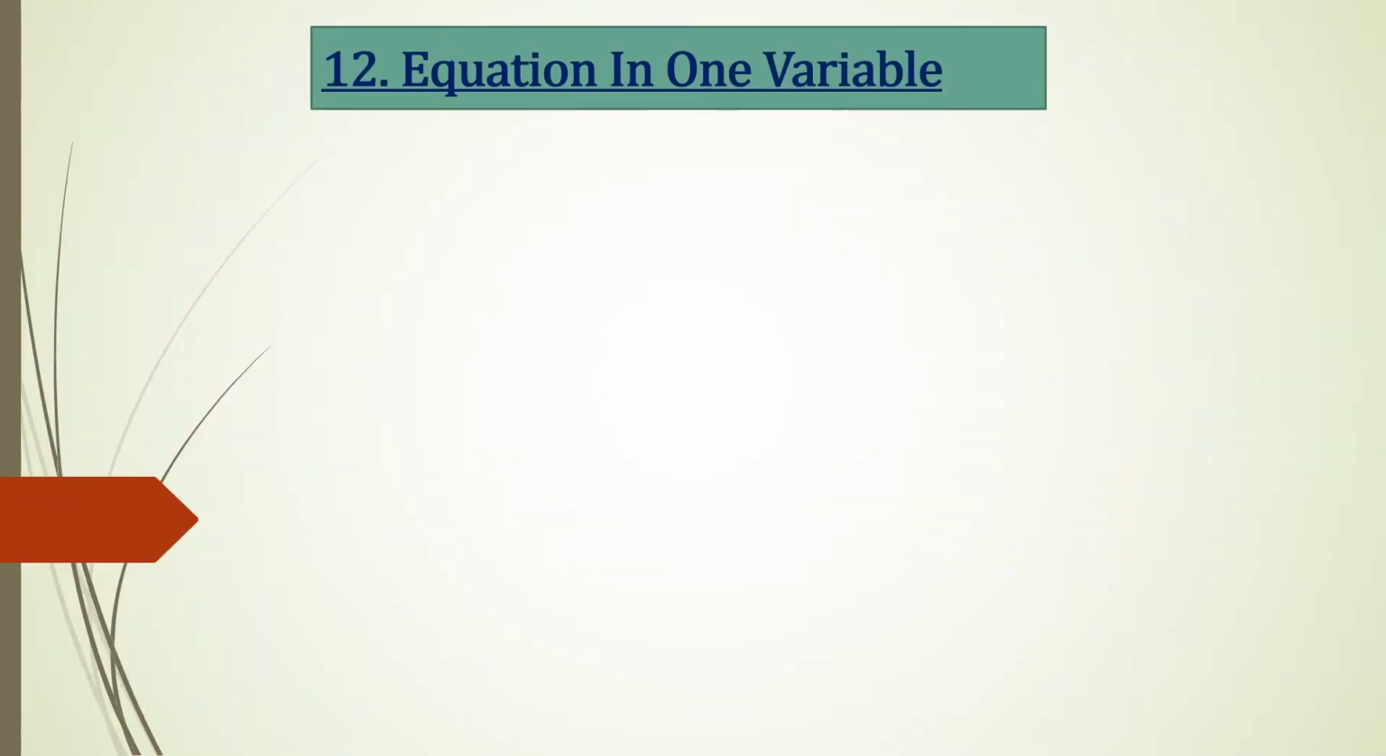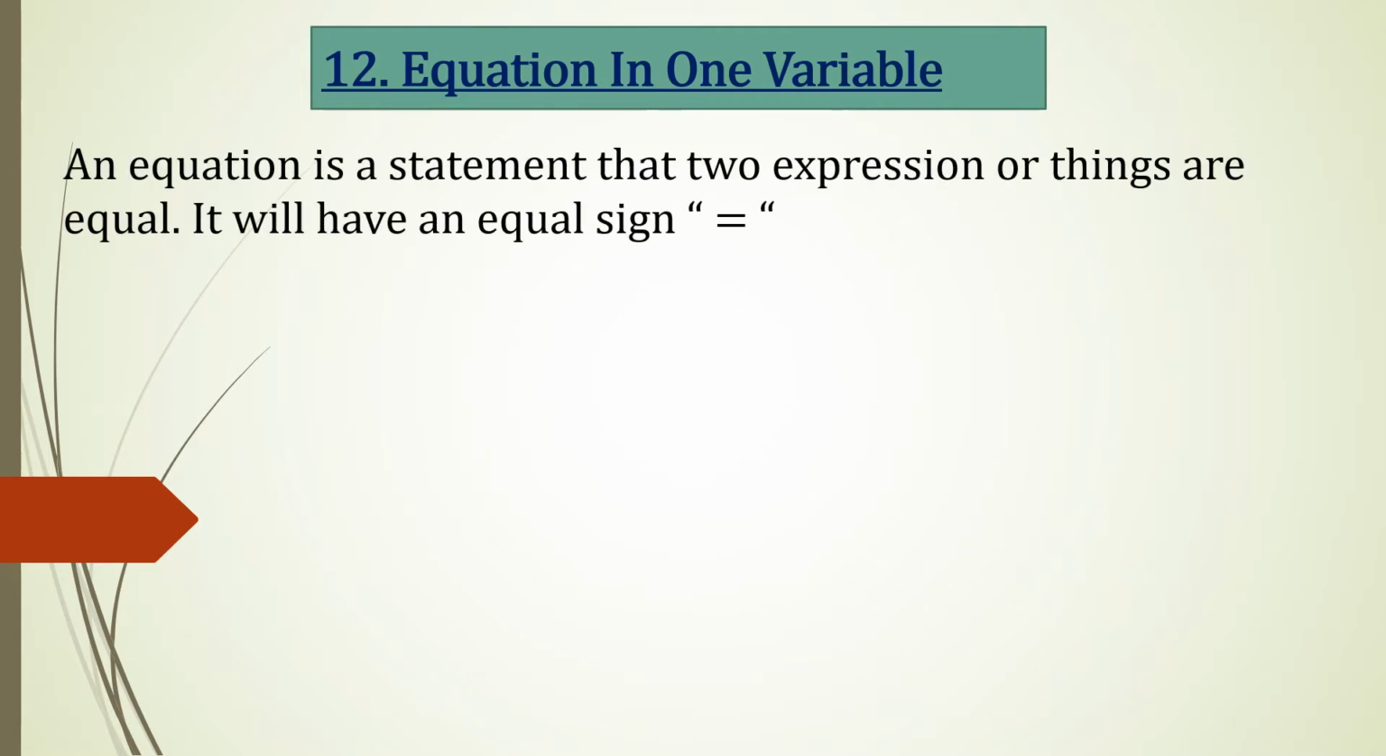Students, before starting equation in one variable, let's recall a few things. What do you mean by equation? You have learnt in your 7th standard about equation. An equation is a statement that two expressions or things are equal. It will have an equal sign. Okay, I'll explain what an equation is.